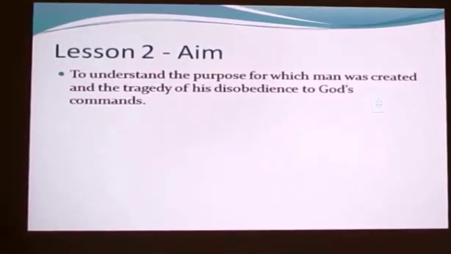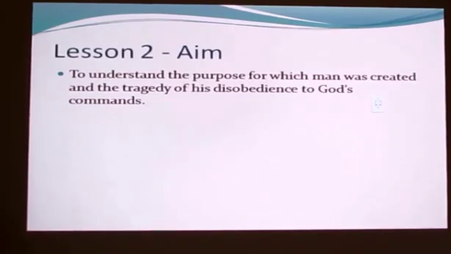To understand the purpose for which man was created, and then the tragedy of disobedience to God's commands. So we're literally looking at, from chapter 2, which is the new creation account, the temptation, man's fall, and then also working towards the creation of a new nation.